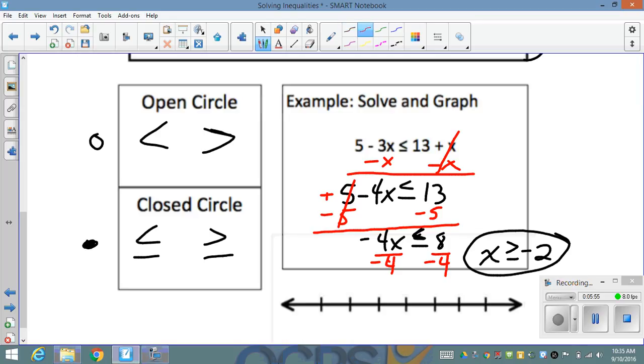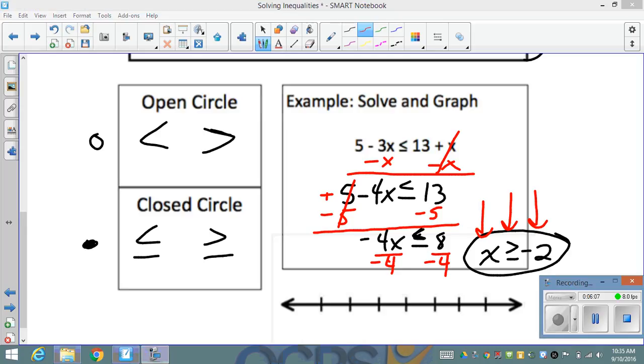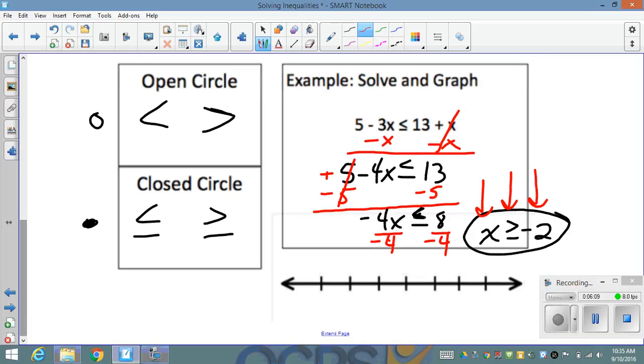Okay, now we need to graph. I am going to do my quick check. I've got variable, then inequality, then my constant. Next I need to graph. Pause here if you need to. All right, so I've already drawn our number line here. I need negative 2. So I'm going to go actually just a little bit further down. I'm going to go to negative 3, negative 2, negative 1, 0, 1, 2, 3. So each little hash mark is one of my integers.